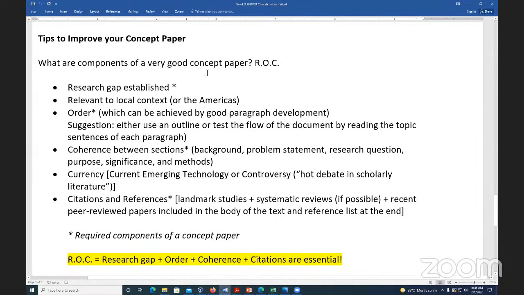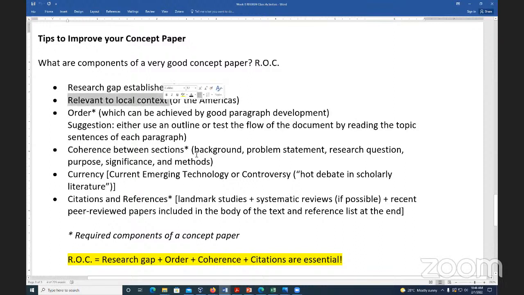So what are the important components of a concept paper? I'm going to use the acronym ROC. Research gap, order, and coherence are the most important, but I have some others which are optional. So hopefully we know what a research gap is. A research gap is basically that there is something that experts do not know that your research is seeking to answer. So that's a must.